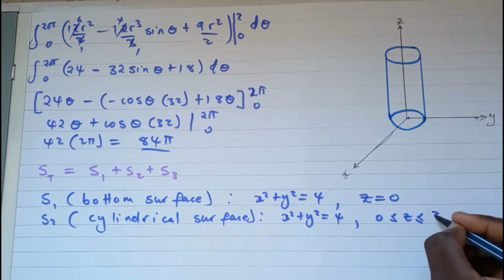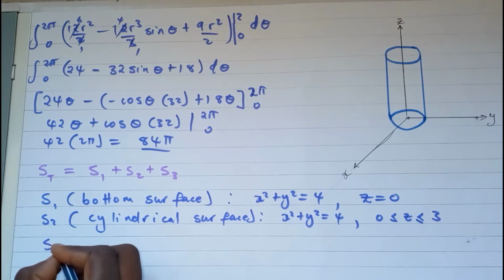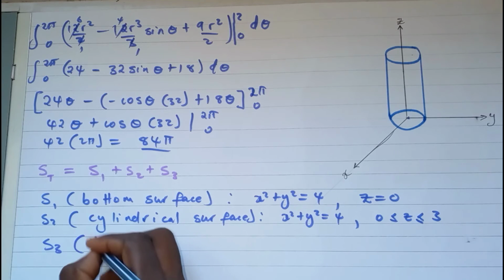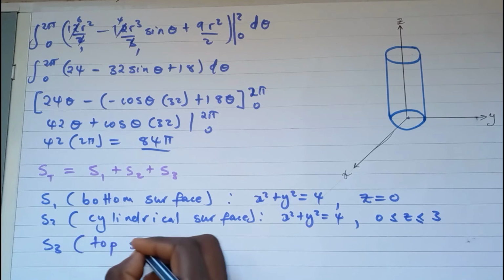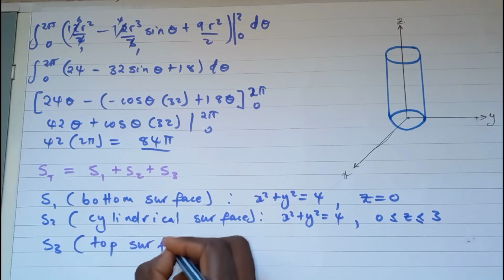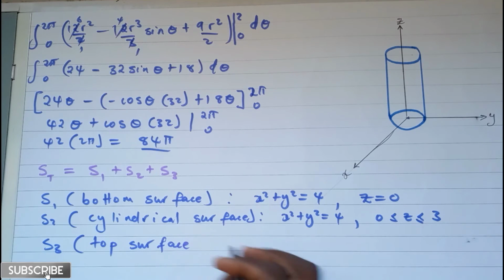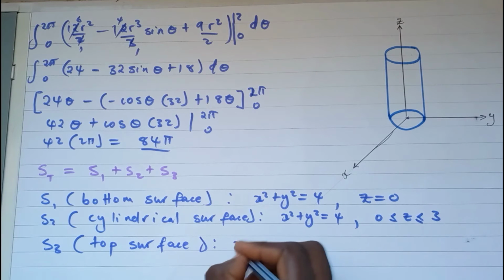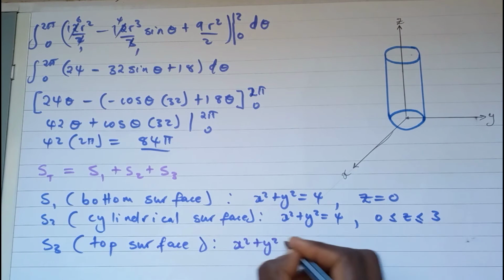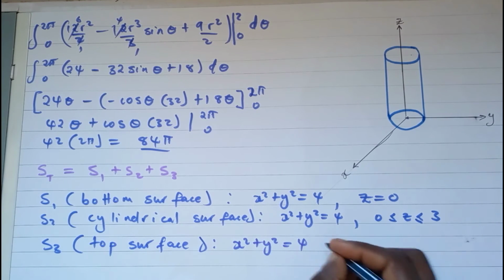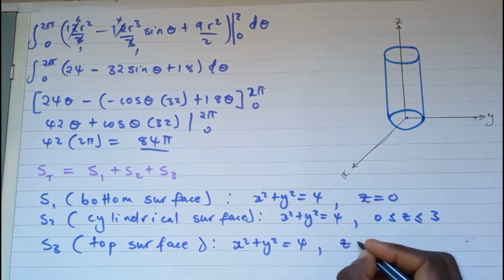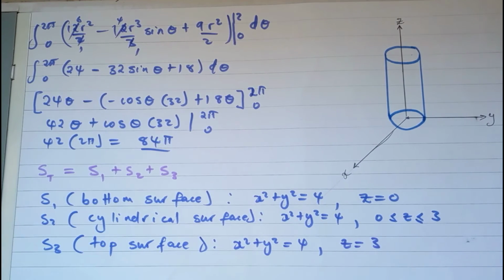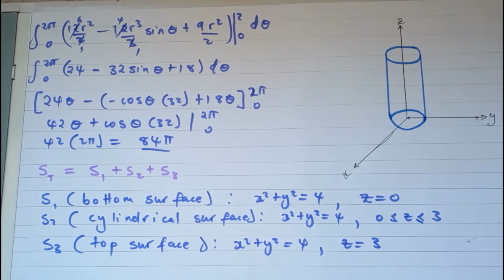Okay, then for the top surface, surface number 3, I'm going to say the top surface, with the equation of a circle, x squared plus y squared equals 4, and z is just equal to 3. Okay, then the other thing, this one is very tricky, is to know the normal.